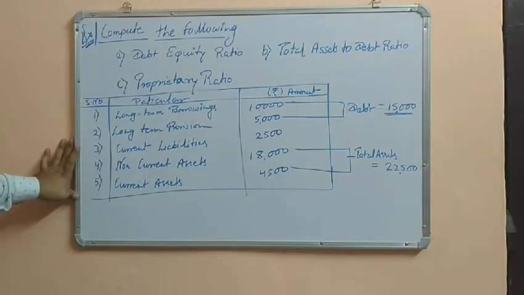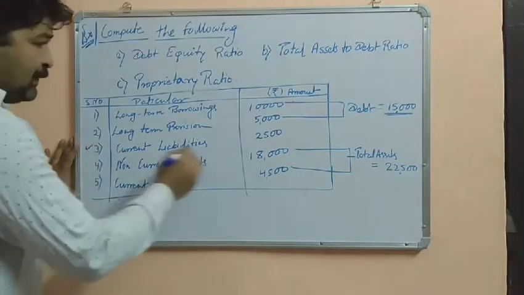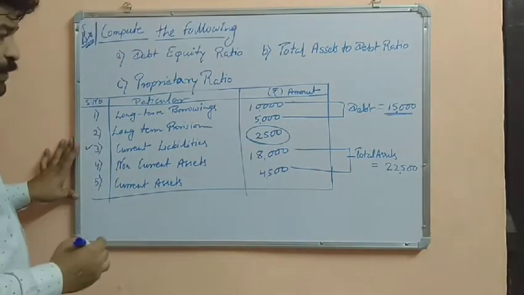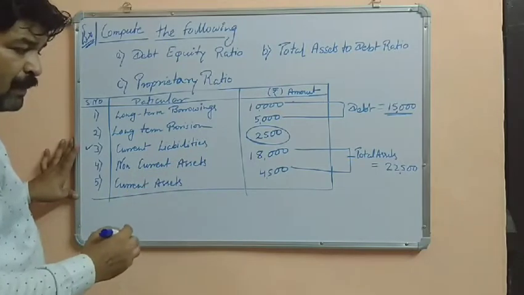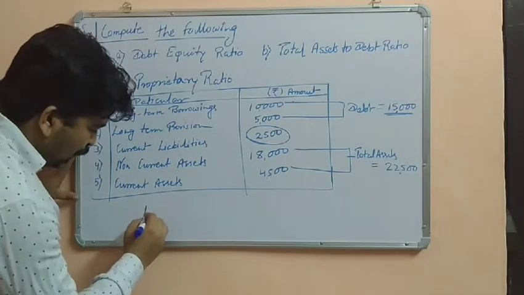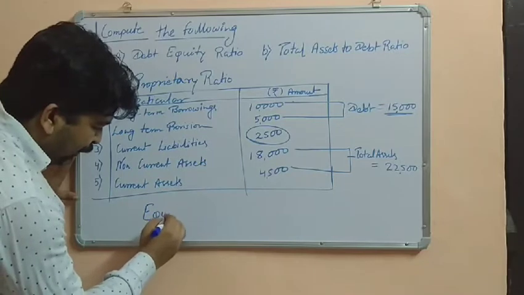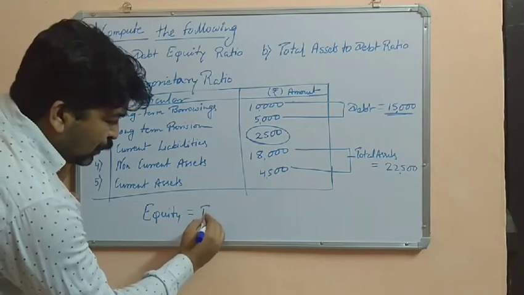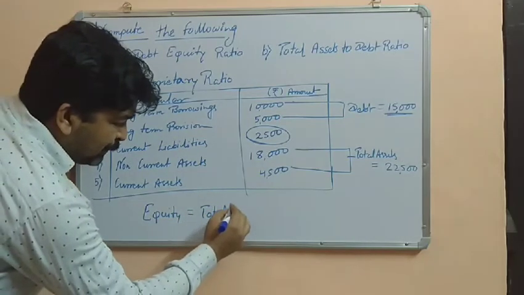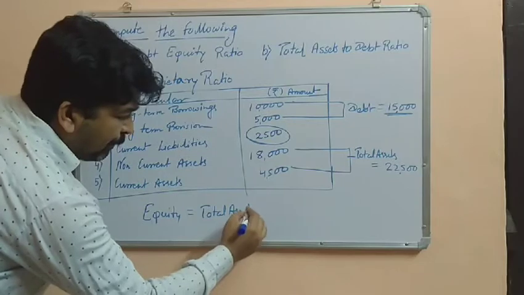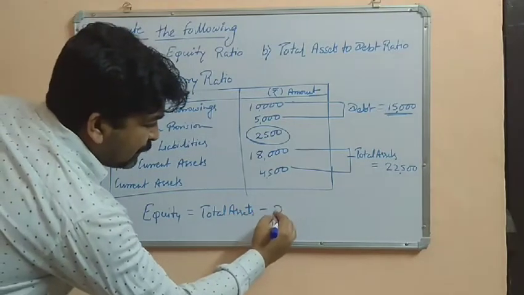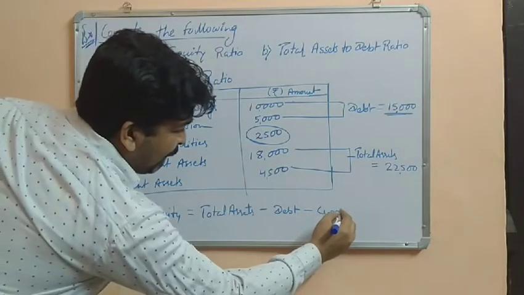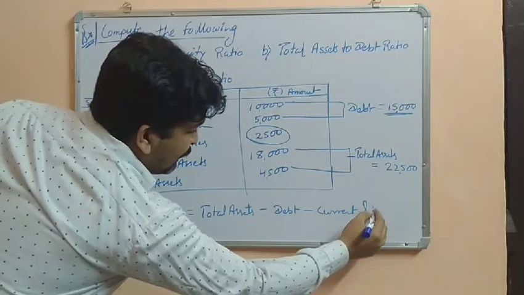Okay, now the next question is, what is the use of this current liability? What is the use of this? This is used in order to find out equity. So equity equals total assets minus debt minus current liability.